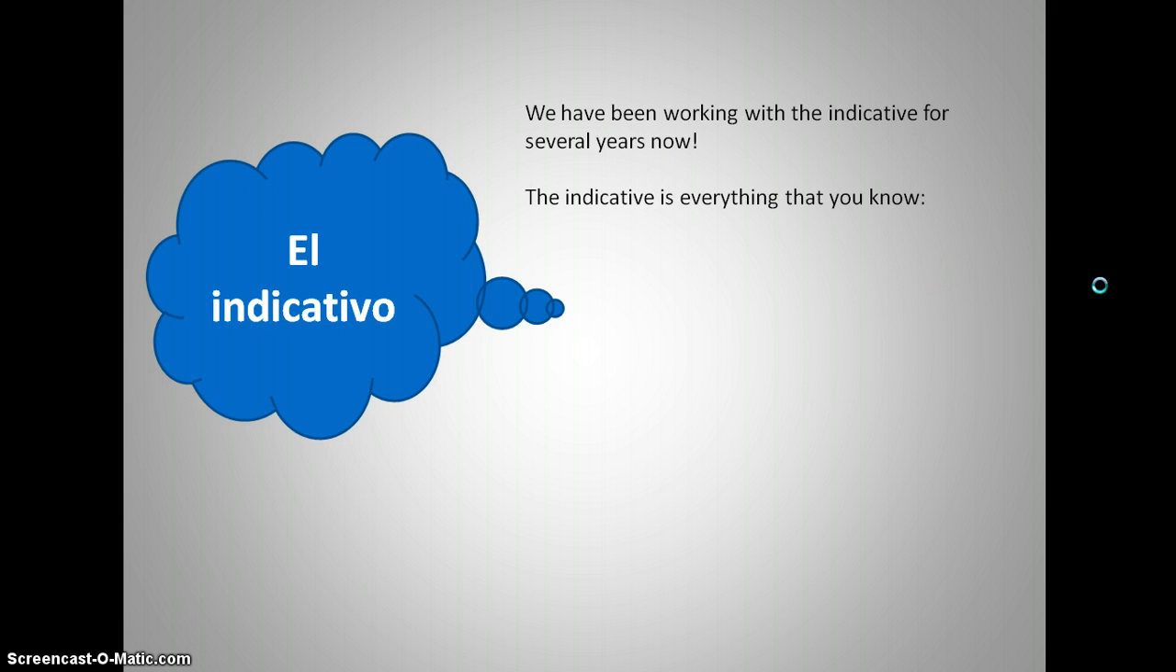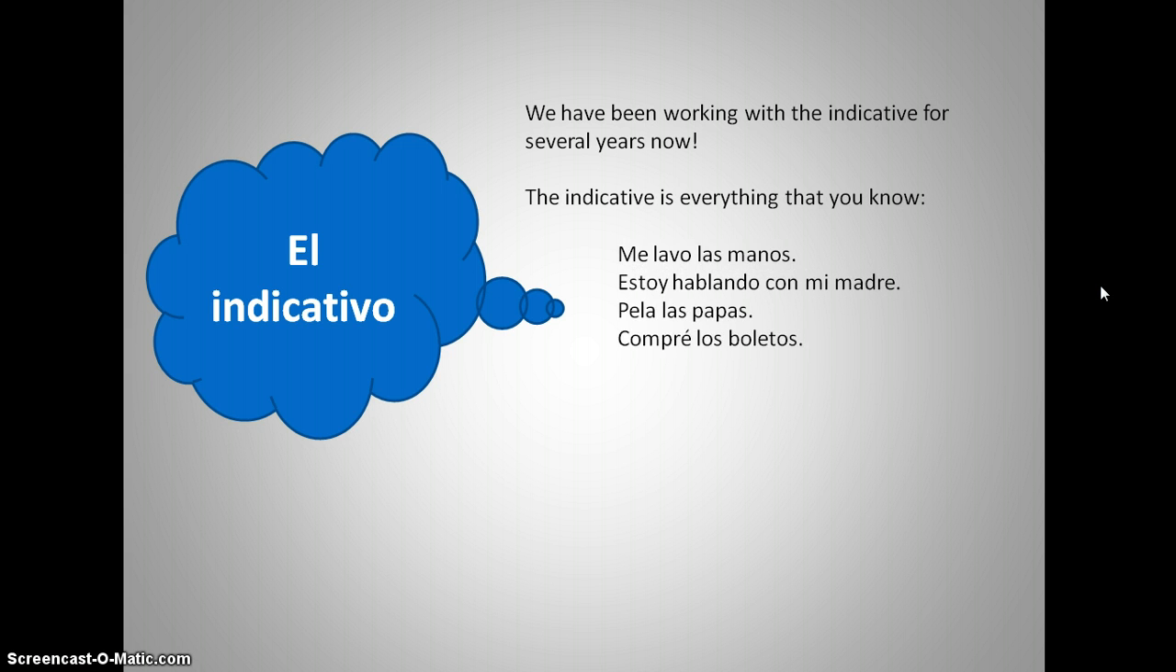The indicative is everything that you already know. Here's a whole bunch of sentences that we have been working with, or you've seen, or you understand. So, me lavo las manos, right? I wash my hands. Estoy hablando con mi madre. I'm talking with my mom. Pela las papas. He or she is peeling the potatoes. Compré los boletos. I bought the tickets. Escuchaba la música de Justin Bieber. I was listening to the music of Justin Bieber.